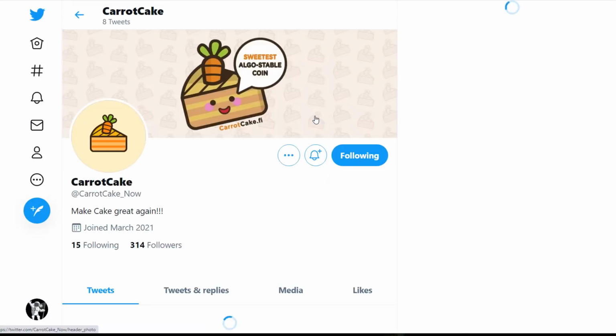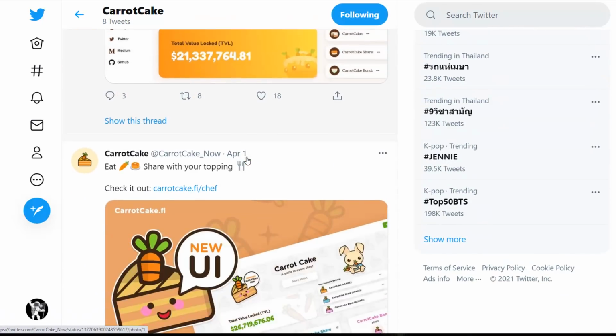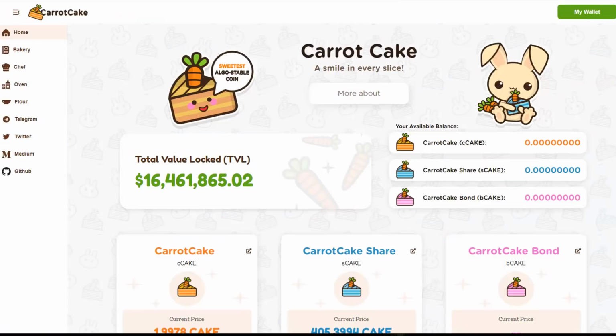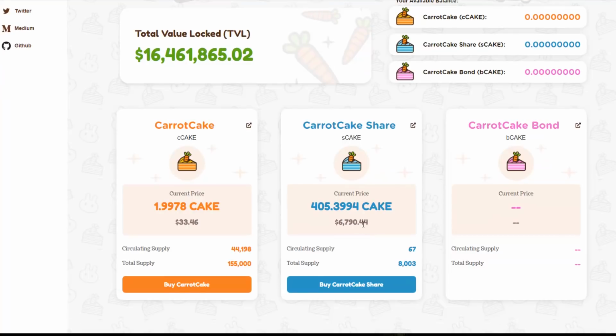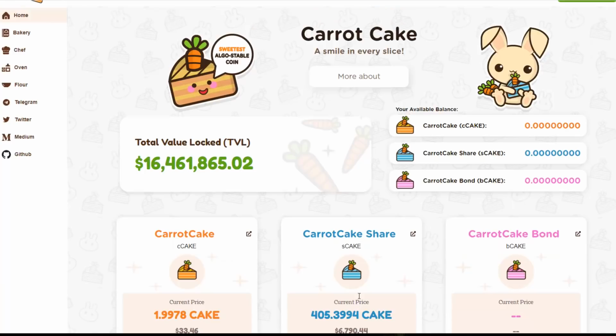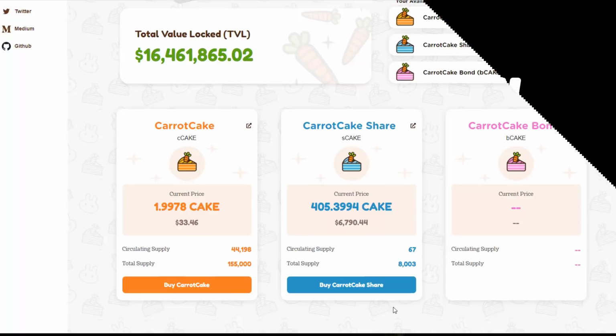You can have a look at their Twitter. Again, this is very new. They've only done 8 tweets. Liquidity has come in. People are interested in this. So obviously you need to do your own research before you commit anything to this protocol. This is not financial advice. This is simply a guide to what I've done.